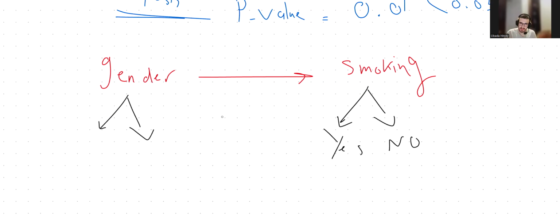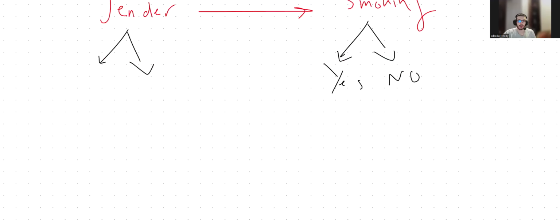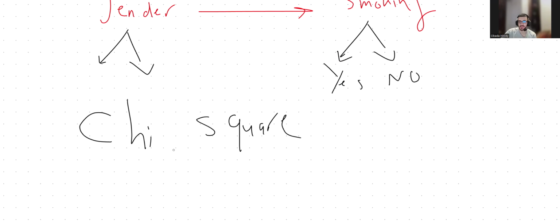In the independent variable, it's either male or female, and in the dependent variable, it's either yes, I'm a smoker or no, I'm not a smoker. So when both of your variables are categorical, they don't accept numerical values. The test of choice is going to be your chi-square. So chi-square is the choice here.